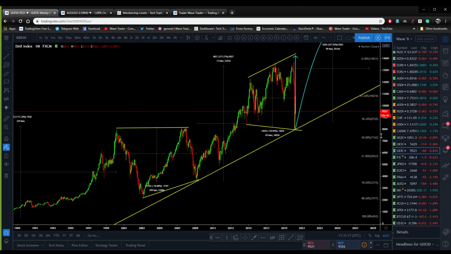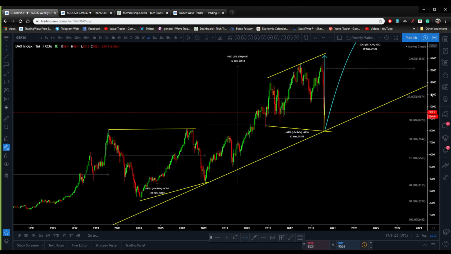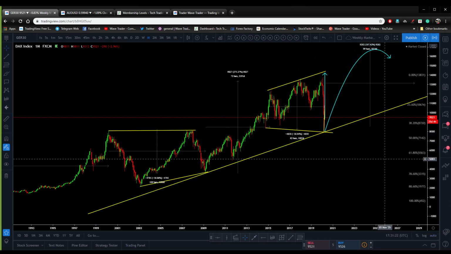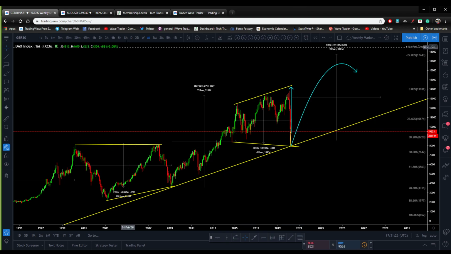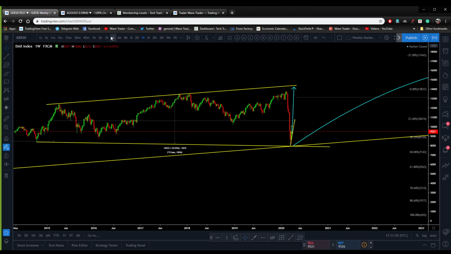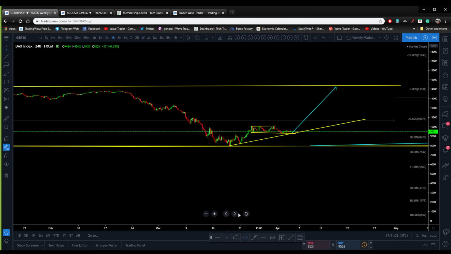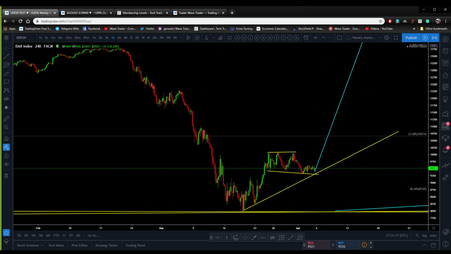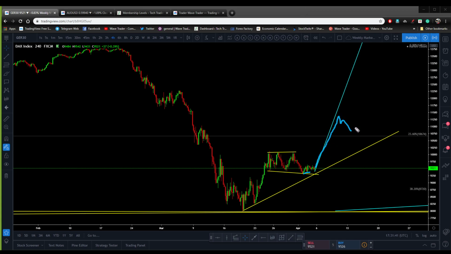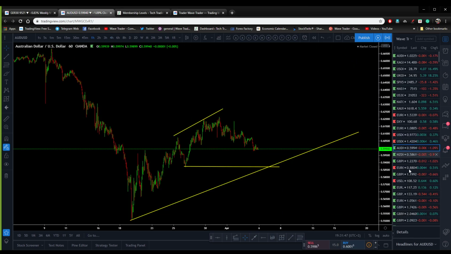All right, so same analysis on the DAX. Next leg, or go back to the top, previous top. So let's go to the lower time frame. Same analysis like the US equities. So hold the bottom, go back up, correct, continue the trend. If not breaking, let's go to the clean chart.